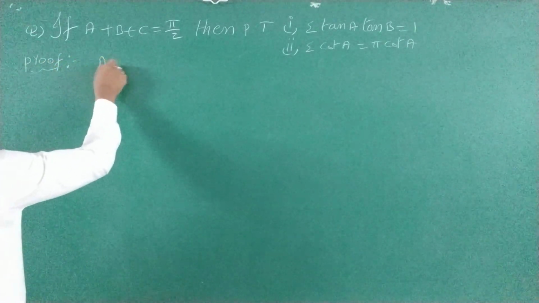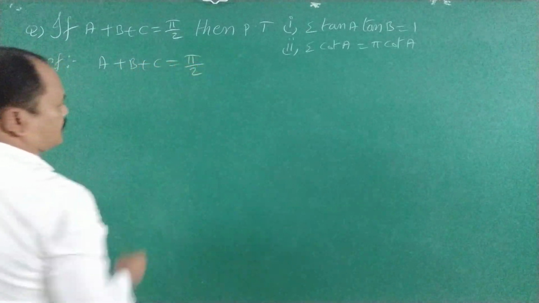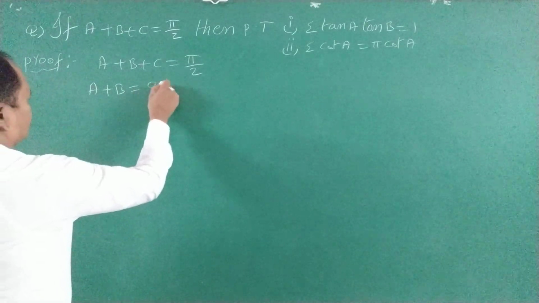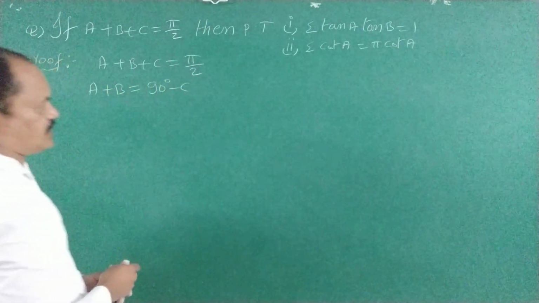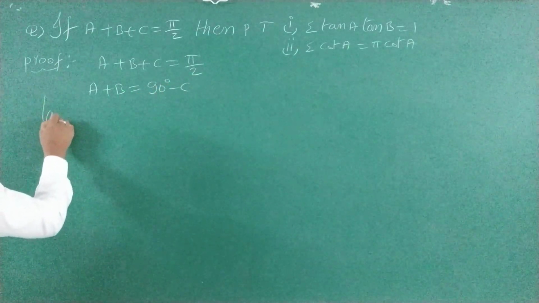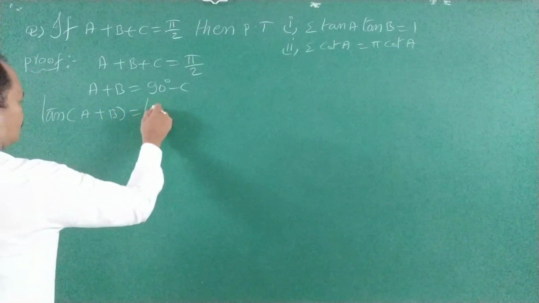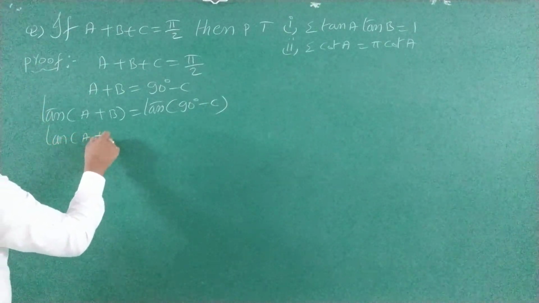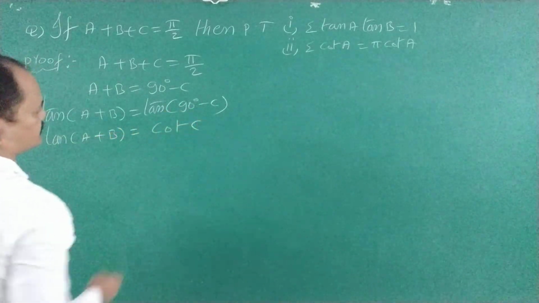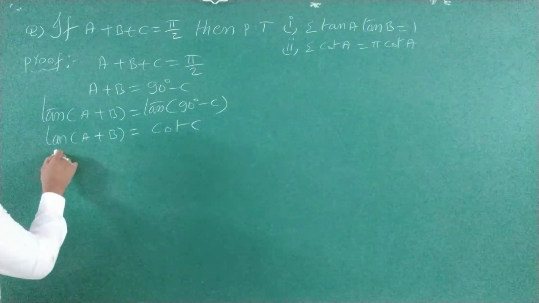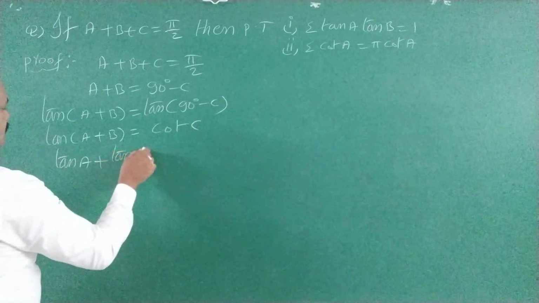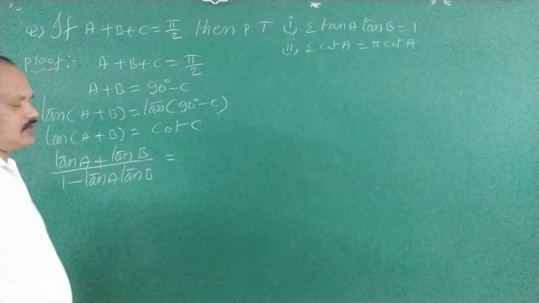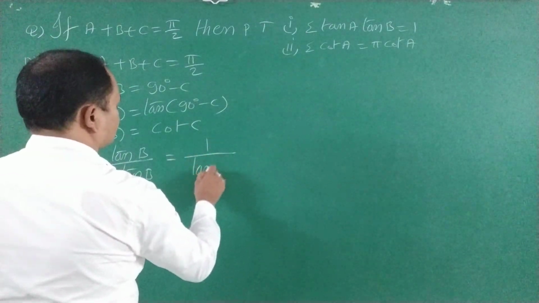Now we have A plus B plus C is equal to pi by 2. So that is the given condition. That's why from this, A plus B is equal to 90 minus C, since pi by 2 is 90. Now apply tan on both sides. Tan of A plus B is equal to tan of 90 minus C. Now tan of 90 minus C is cot C. Now tan of A plus B expands: tan A plus tan B by 1 minus tan A into tan B is equal to cot C, that is 1 by tan C.